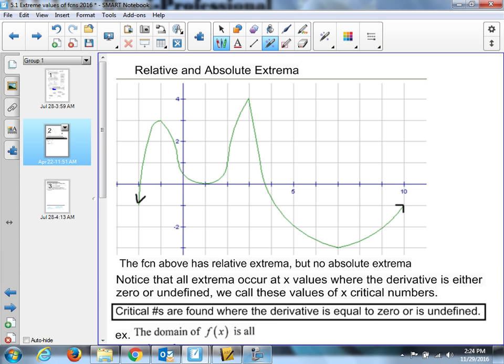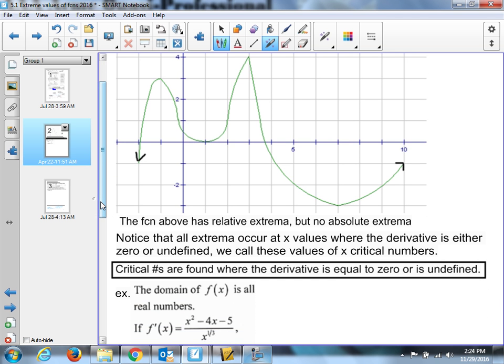Okay. In this picture here though, I made sure there was neither. It's an odd function. However it's defined, it's just pasted together a few pictures. So let's see here. The function above has relative extrema but no absolute extrema. Notice that all extrema occur at x values where the derivative is either 0 or undefined. We've mentioned this before. We call these values of x critical numbers. Now, a critical number, as we say here, is found where the derivative is 0 or undefined.